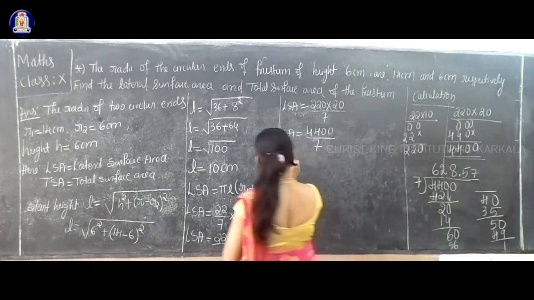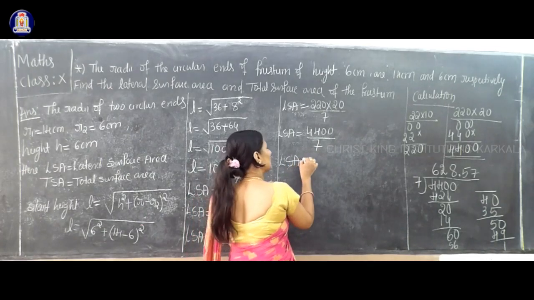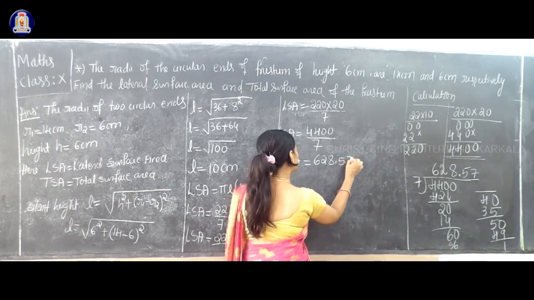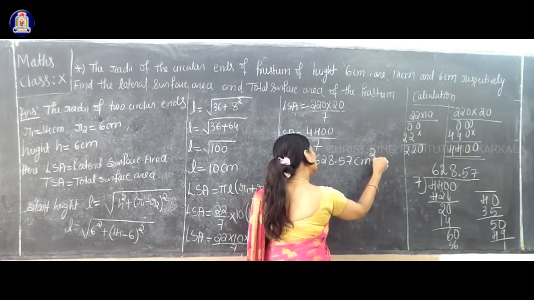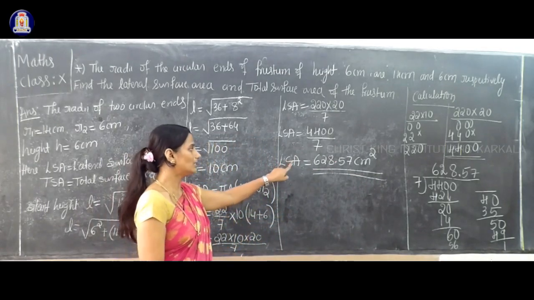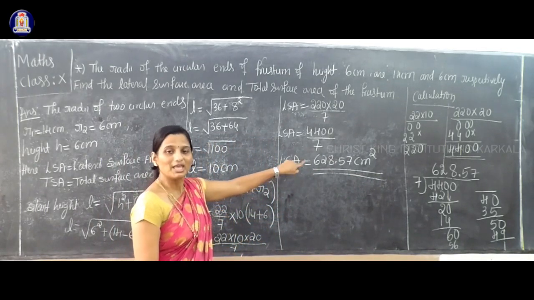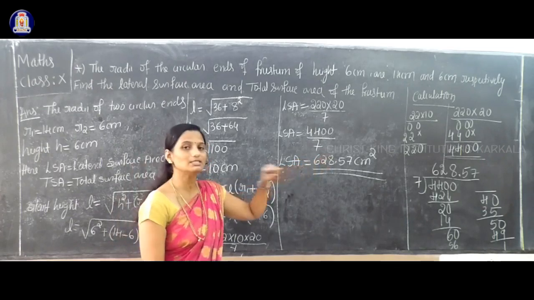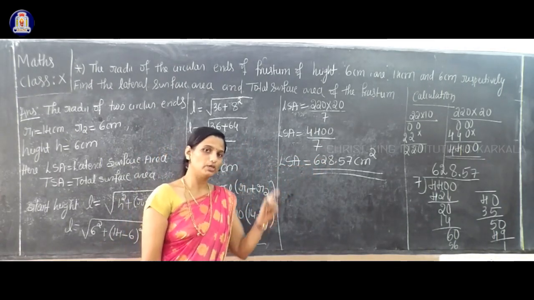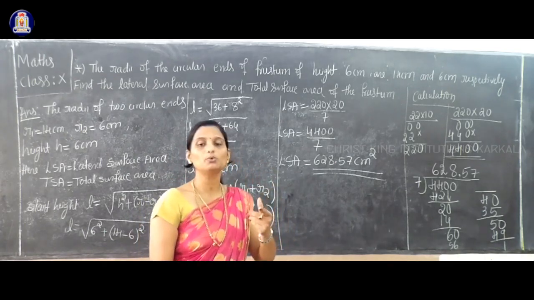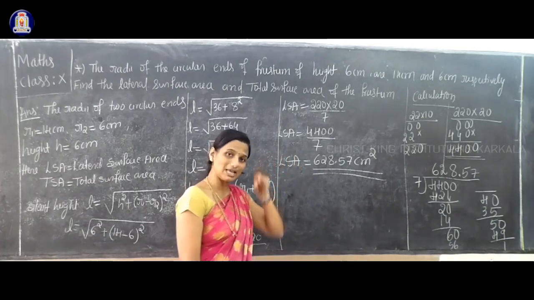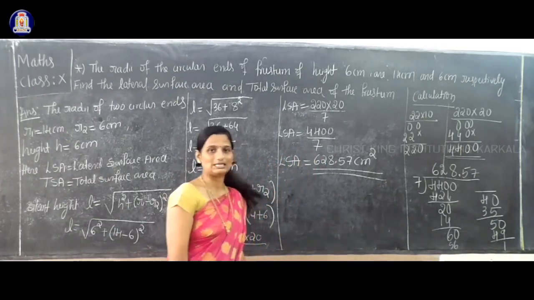628.57. So what is your lateral surface area? Lateral surface area is 628.57 centimeter square. Why is it centimeter square? Because it is lateral surface area. Area, what is the unit? Unit is centimeter square or meter square. What is the volume unit? Centimeter cube or meter cube. So this is lateral surface area, so unit is centimeter square.